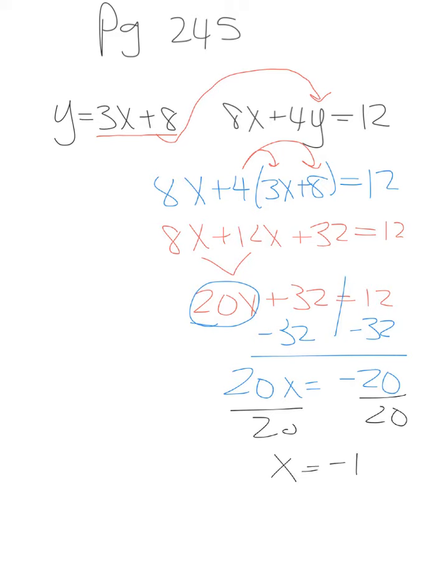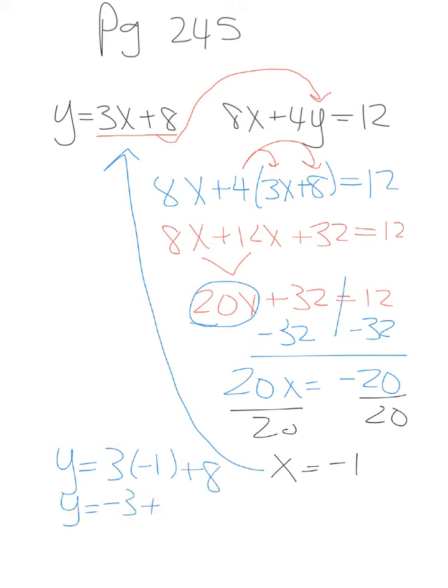I am then going to take my negative 1 and go all the way back to this top equation that said y equals 3x plus 8, and plug in negative 1 for x. 3 times negative 1 is negative 3. Negative 3 plus 8 is 5. That means my final answer is the ordered pair, negative 1, 5. I want you to pause the video and work on letter C.